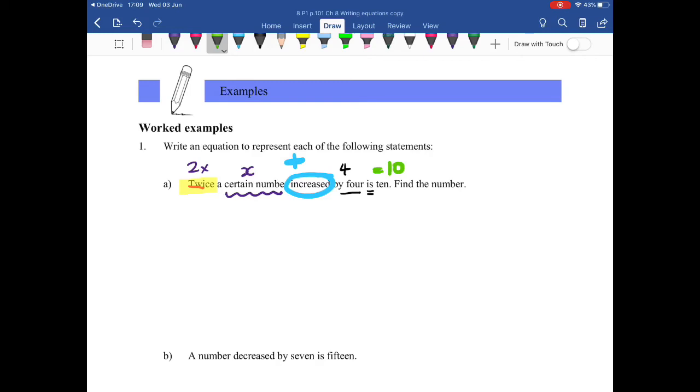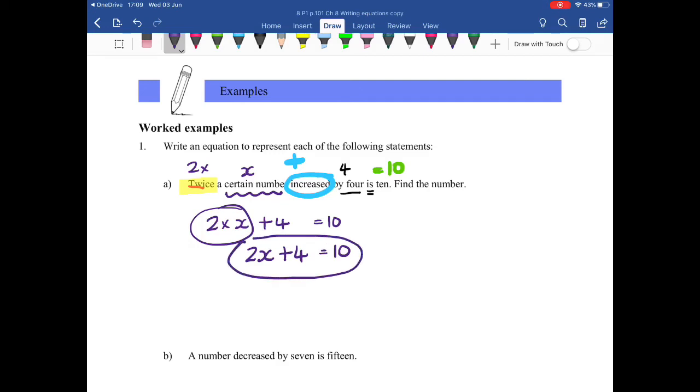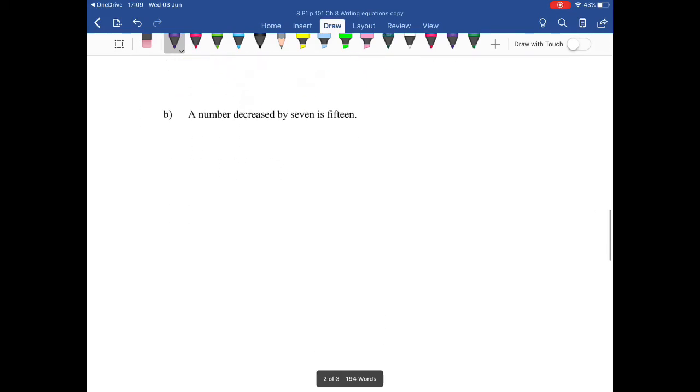So now I have to write that in numbers only. So I'm going to say 2 times x plus 4 equals 10. But now remember, we've learned how to simplify that. So 2 times x is 2x plus 4 equals 10. You are only asked to represent each of these as an expression or an equation. You are not asked to go and find out what x equals. That comes later. Let's have a look at the next one.